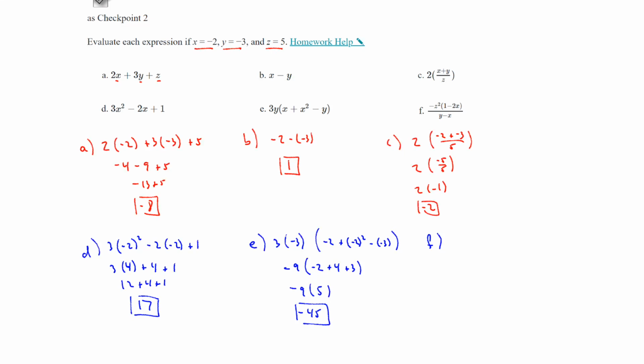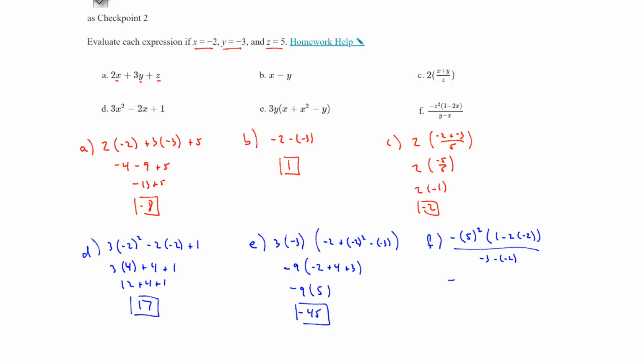And then on F, negative, and then only the z is being squared, otherwise it would be in parentheses. So it's negative, and then 5 squared times 1 minus 2 times negative 2. And then all of that is being divided by y minus x, which would be negative 3 minus negative 2. So a lot going on here.